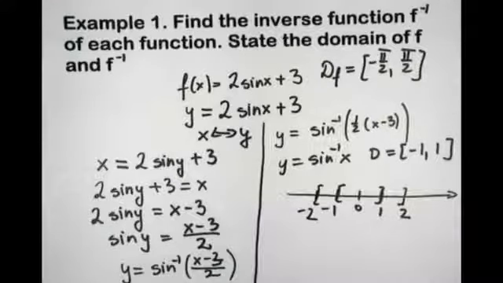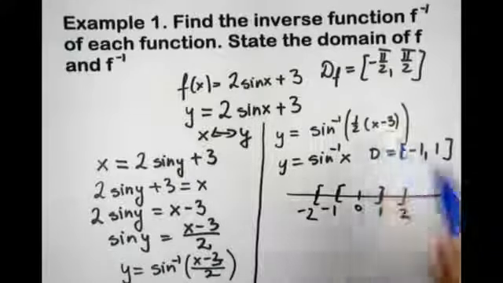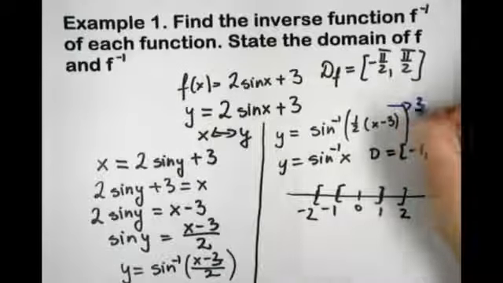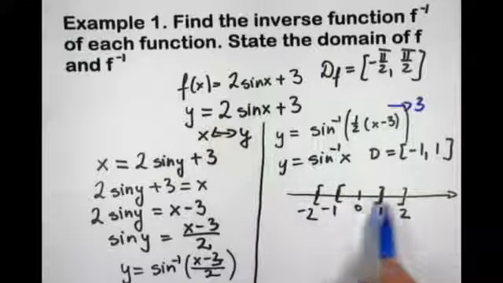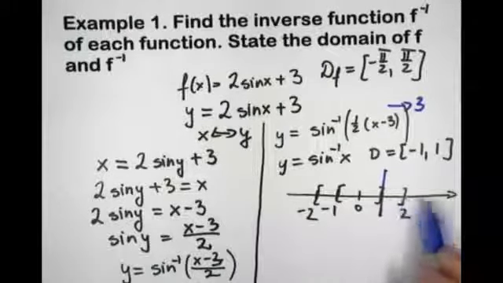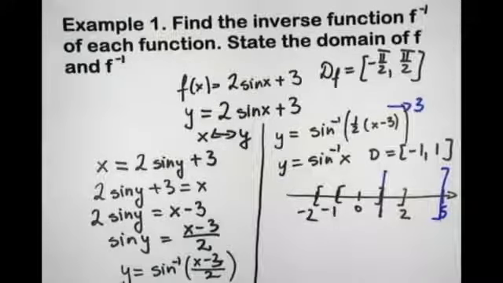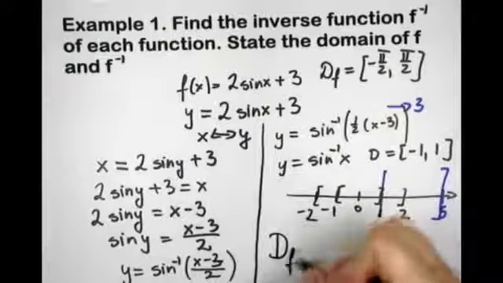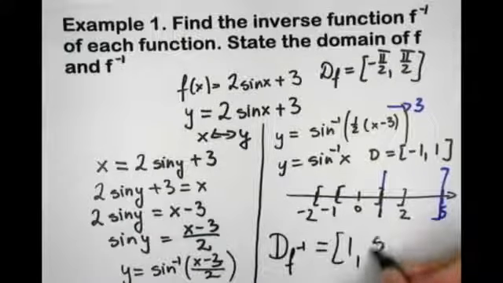And now I shift this graph horizontally 3 units to the right. So we need to shift my minus 2 three units to the right: 1, 2, 3. That's going to be my domain. And the 2 shifted 3 units to the right is going to be up to 5. So the domain of the inverse function is from 1 up to 5.